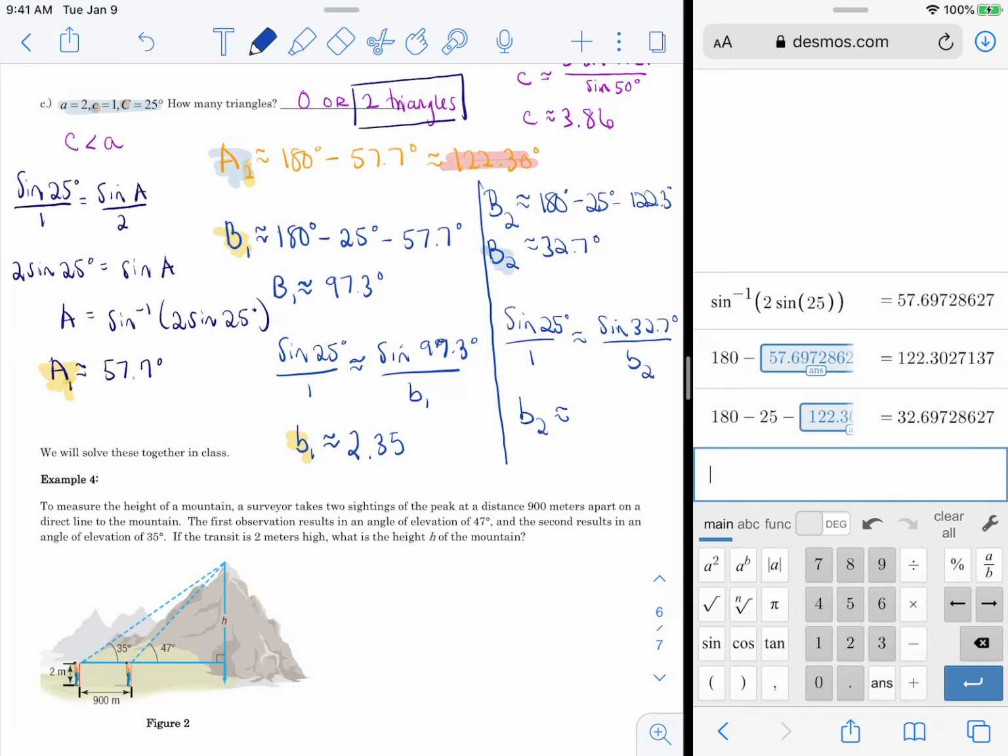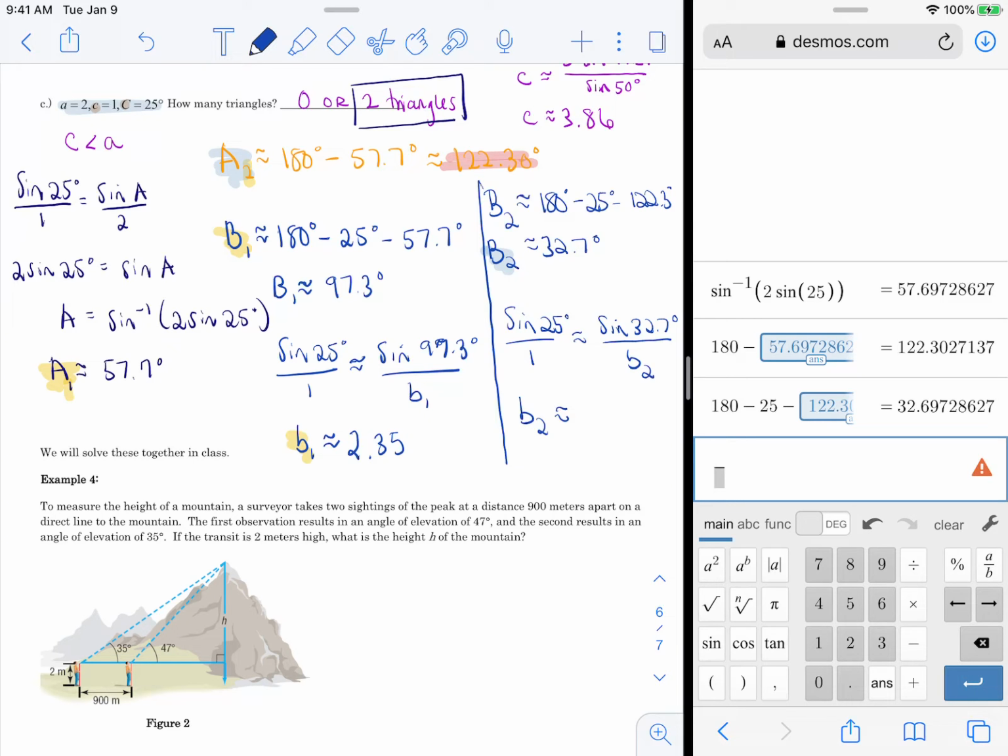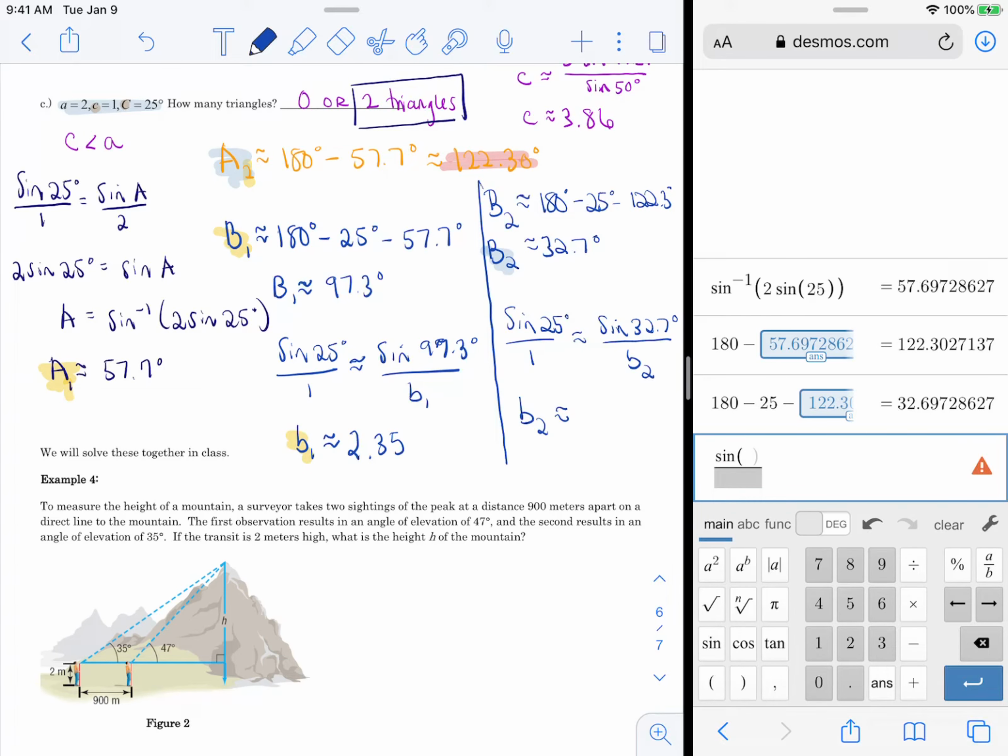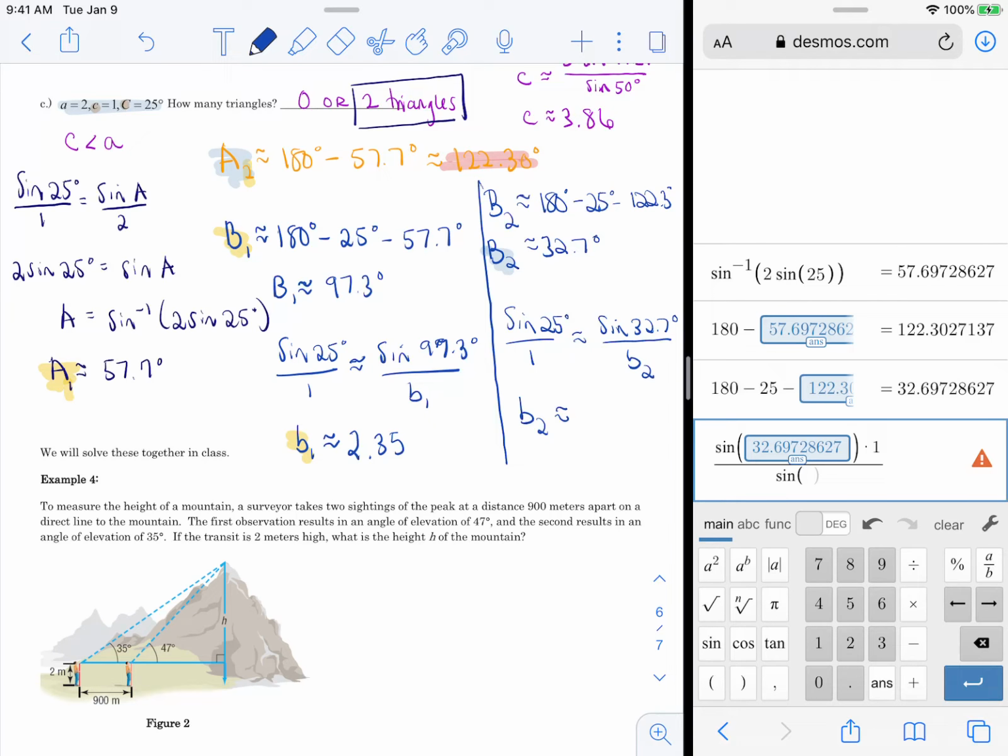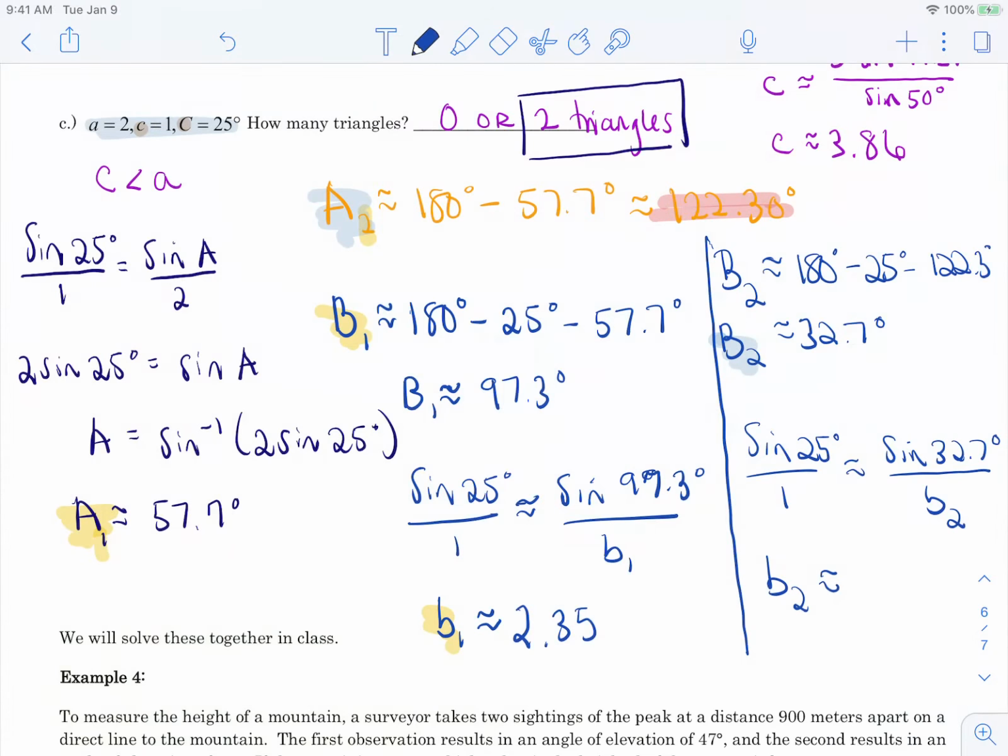And I'm going to go to my calculator, and I'm going to do my division first. Sine of my answer times 1, not necessary, but just showing you the cross multiplication, divided by sine of 25. And I get 1.28. And there is my complete two triangles.